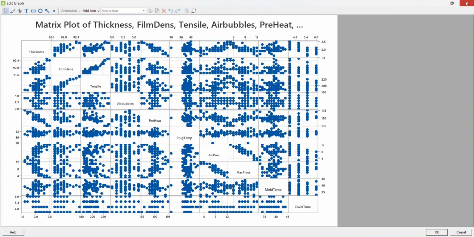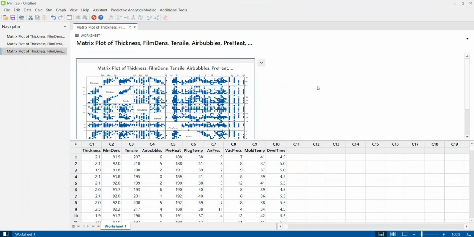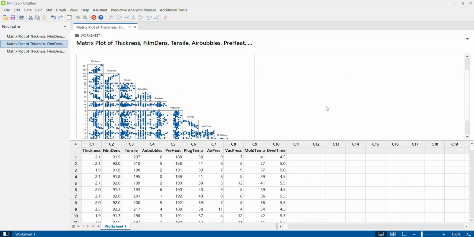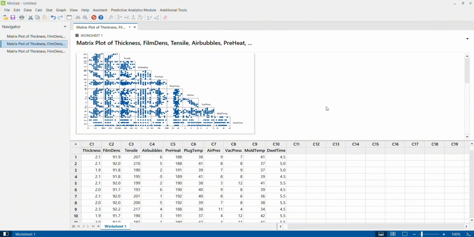So the better option is you can either go for the upper right or bottom left and analyze this graph. This is the traditional way of interpreting the relationship between your y variable and the x's, and also the presence of, if at all, multicollinearity among the x's. Now the latest version, Minitab version 21, gives us an option.